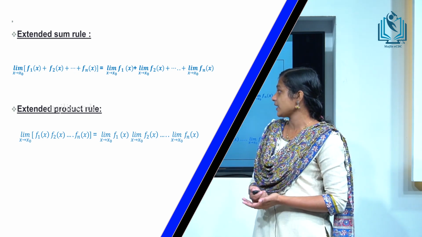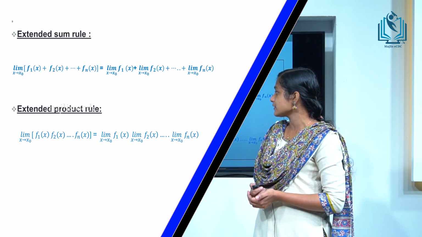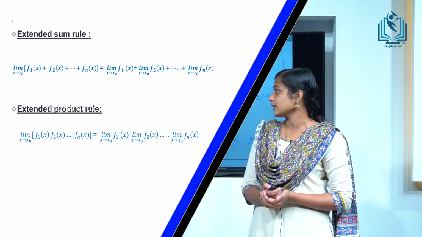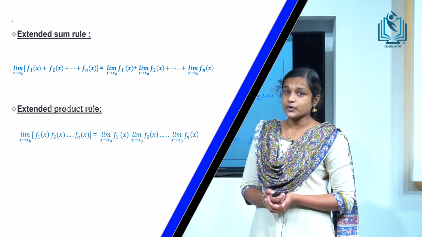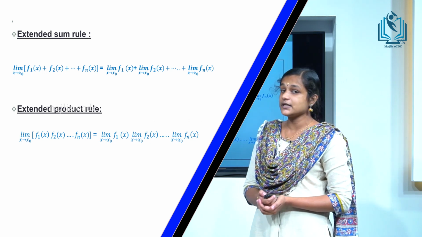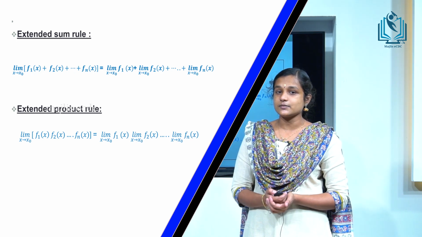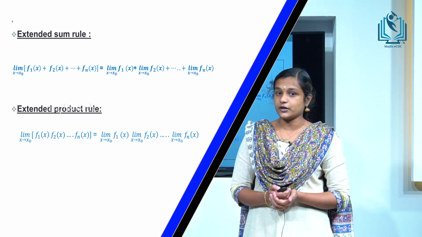That means limit as x tends to x naught of f1(x) plus f2(x) plus etc. plus fn(x) is equal to limit as x tends to x naught of f1(x) plus limit as x tends to x naught of f2(x) plus etc. plus limit as x tends to x naught of fn(x).